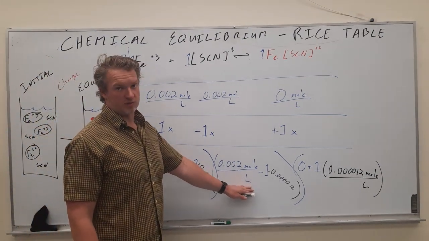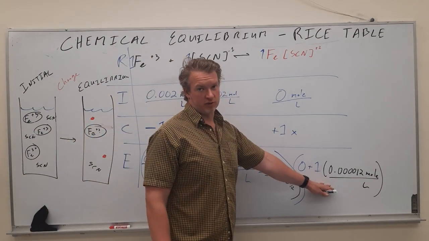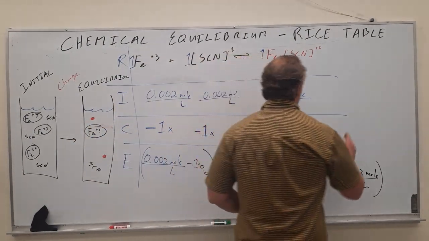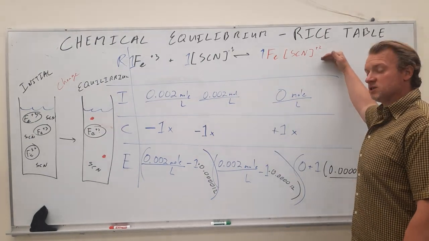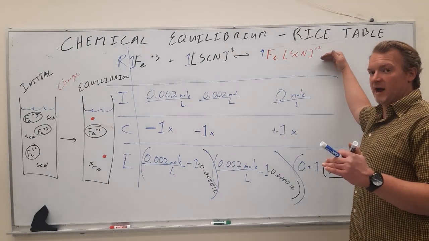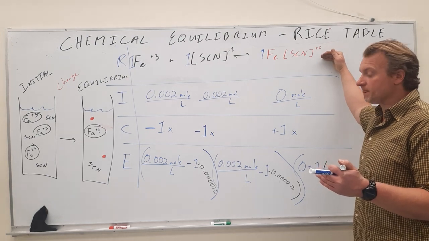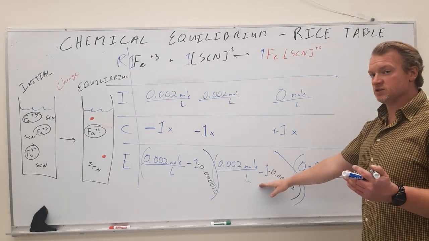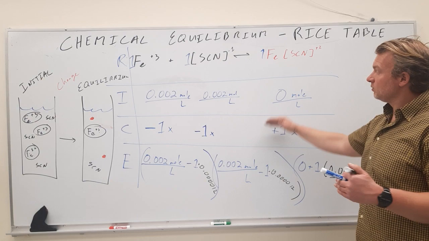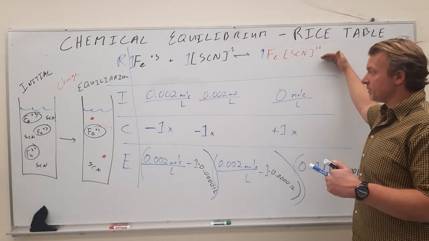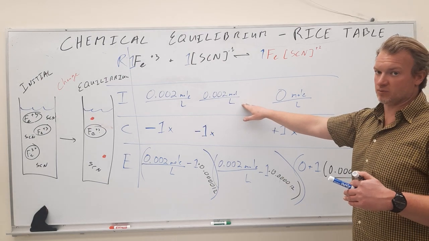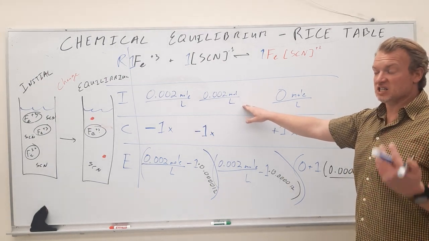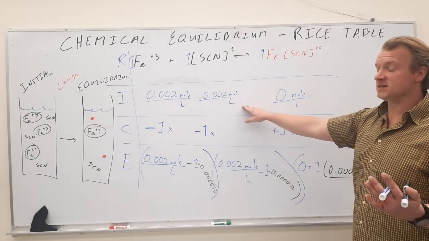This is also going to be a real number. This is also a real number. This is how we set up our RICE table. We have our reaction. We use a RICE table when we're asked to calculate capital K, and we need to know the concentrations at equilibrium. We start out with our reaction on top. The initial concentrations of our reactants or products are usually given to us in the lab that has been designed.